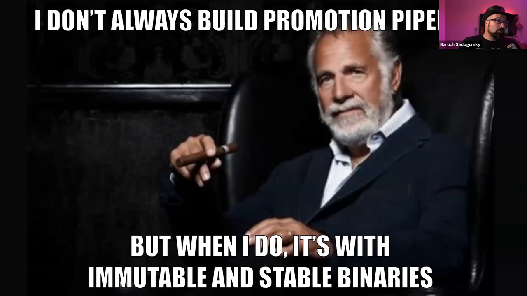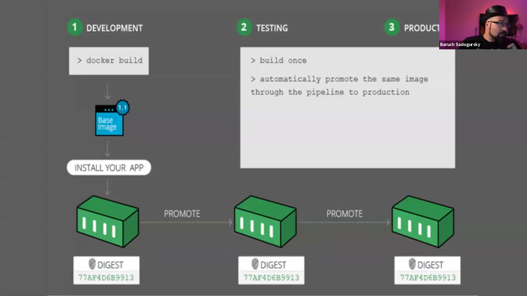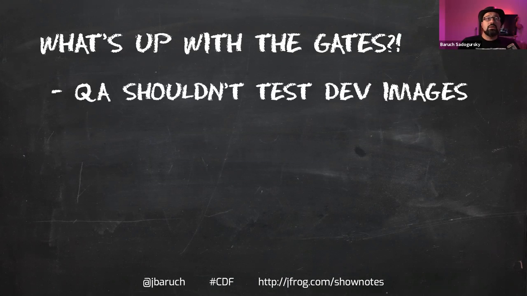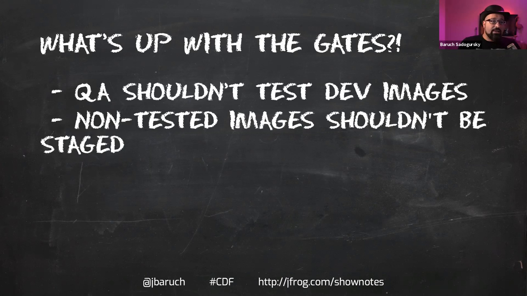So instead, what we need to do is build immutable and stable promotion pipelines that work with immutable and stable binaries. What we want to do is this: we build only once, and then we promote those Docker containers, the pre-built images, from one environment to another. The same image from one to another, through those quality gates. And I keep speaking about those quality gates because they are extremely important: the gates guarantee that we won't test something that shouldn't be tested.